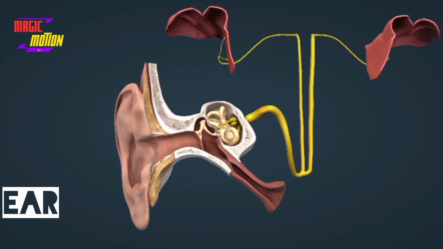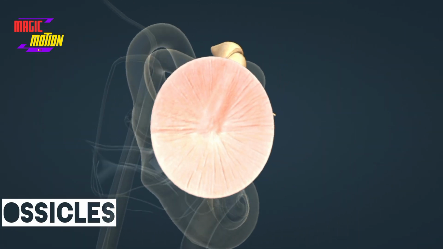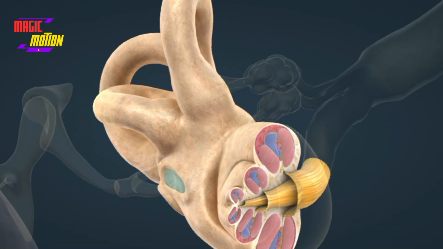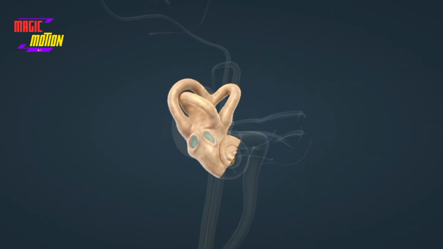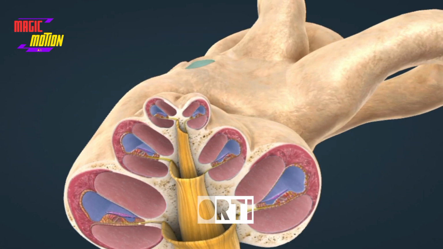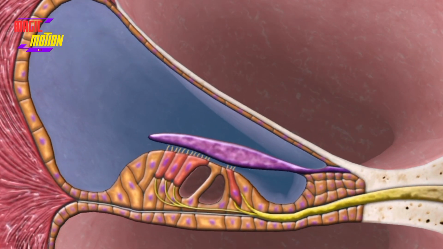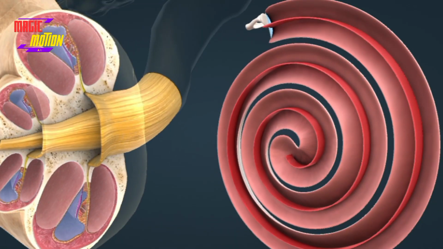1. Ear. The outer ear captures sound waves and sends them to the eardrum. 2. Ossicles. The eardrum vibrates, and these vibrations are passed to the ossicles, 3 small bones in the middle ear. 3. Cochlea. The ossicles send the vibrations to the cochlea, where they are turned into fluid waves. 4. Organ of Corti. The organ of Corti inside the cochlea detects these fluid waves and turns them into electrical signals. 5. Tonotopy. Tonotopy helps the cochlea process different sound frequencies in specific areas. These signals are then sent to the brain to be understood.